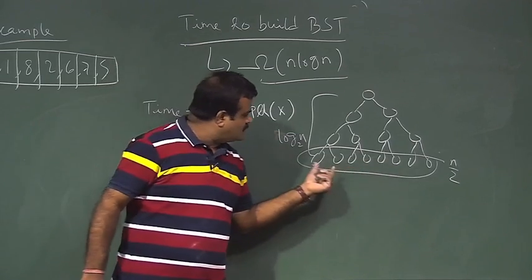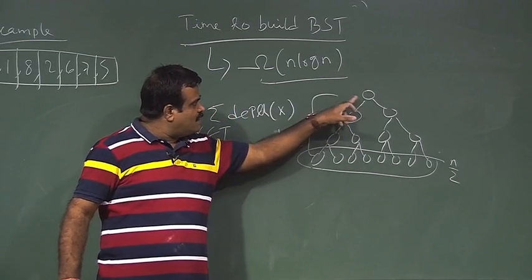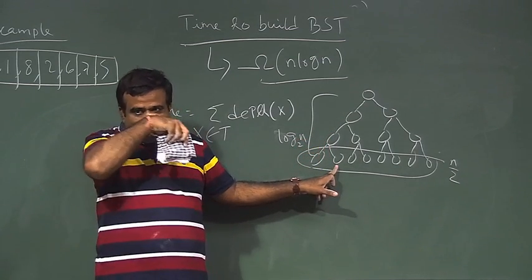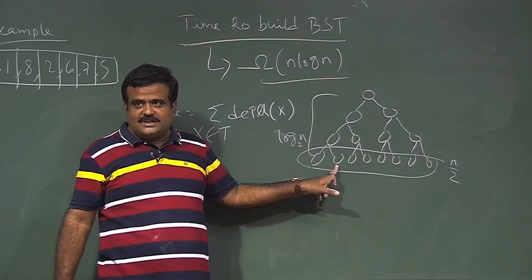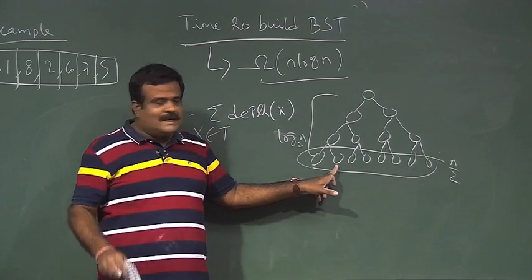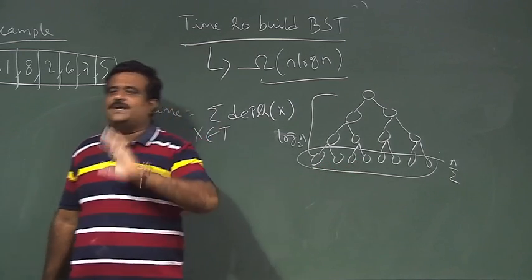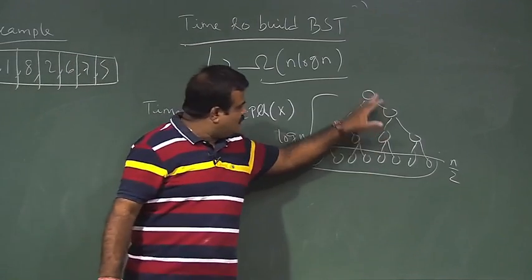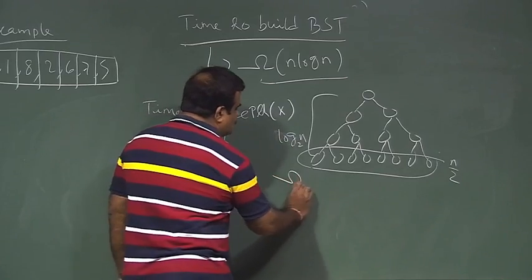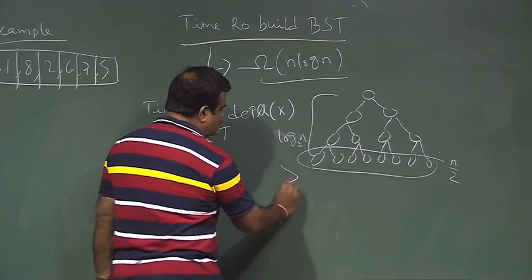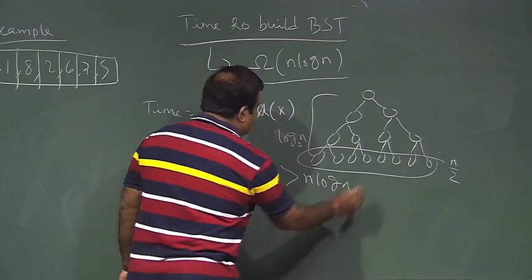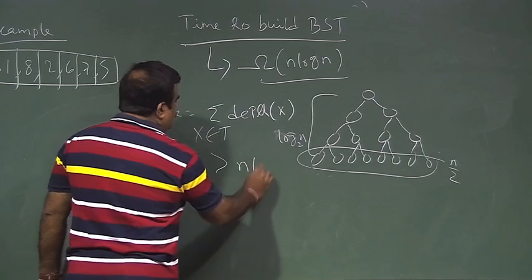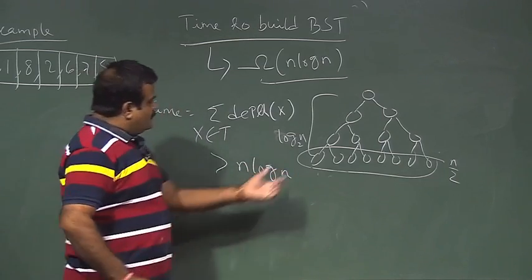So, for each of these leaf nodes, we had to compare with the root, then this with this, and only then it came here. So, that is the depth of this node. Depth of this node is log n. So, at least for each of these nodes we have to compare log n times. So, n by 2 log n is the comparison for all these nodes, and we even have this node. So, the time must be greater than n log n, because there are n by 2 nodes.